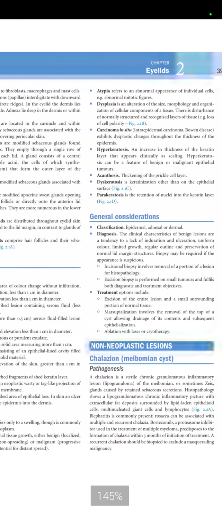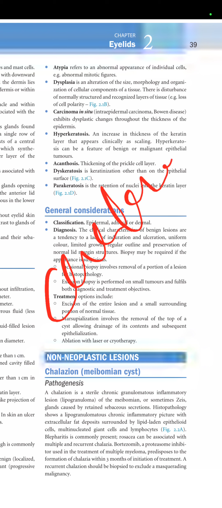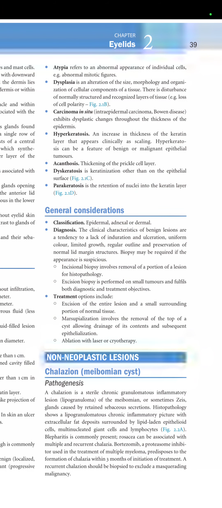And in this part, we are going to discuss the non-neoplastic lesions. Number one, chalazion, which is also known as meibomian cyst. As you know, chalazion is basically the inflammation of the meibomian gland. So, let's see how it presents.